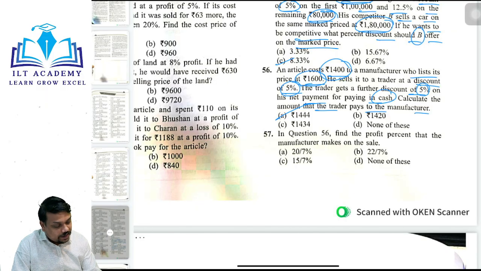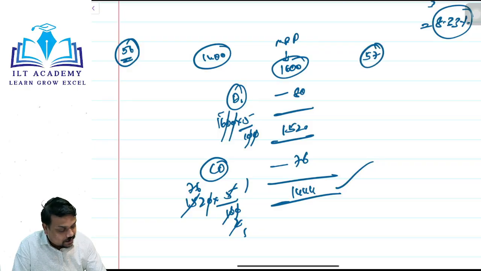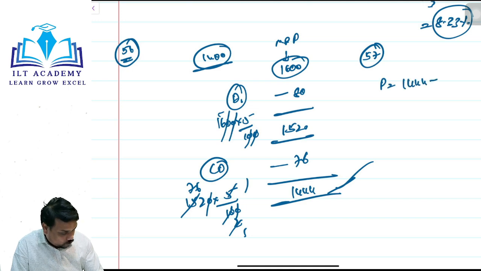Clear? Got it? In the question number 56, the profit percentage that the manufacturer made on the sale. So here profit percentage they are asking. 57th one, combined question. Now what is the cost? This. And what is the selling price? This. What is the profit over here? 1444 minus 1400, which is 44.